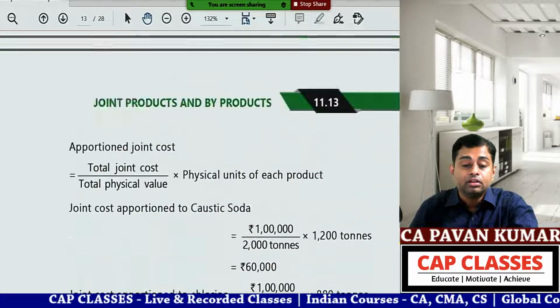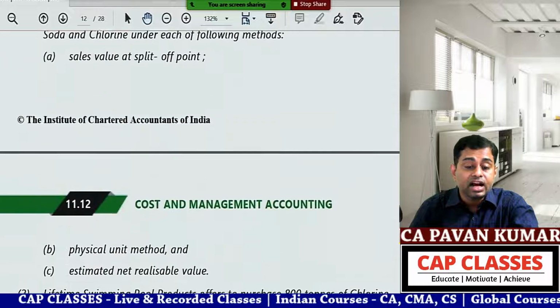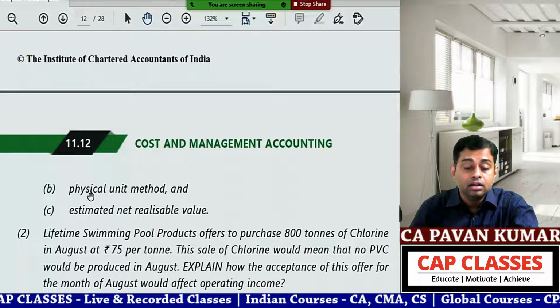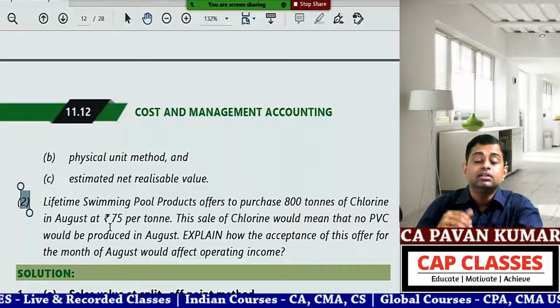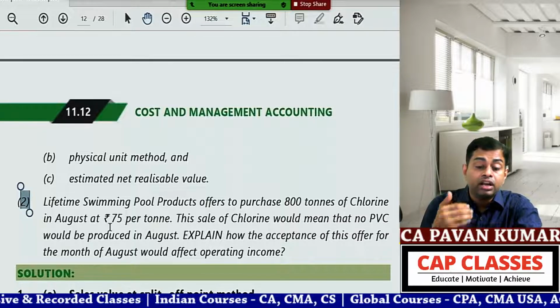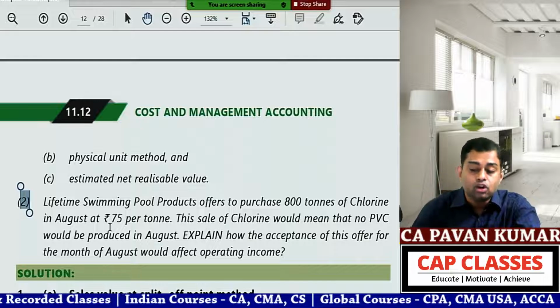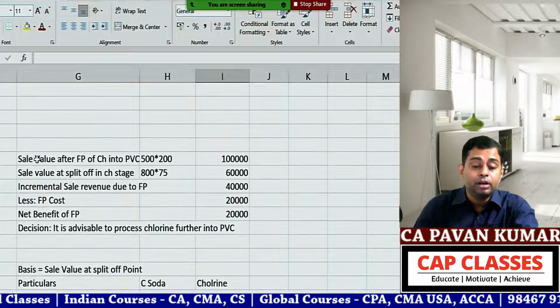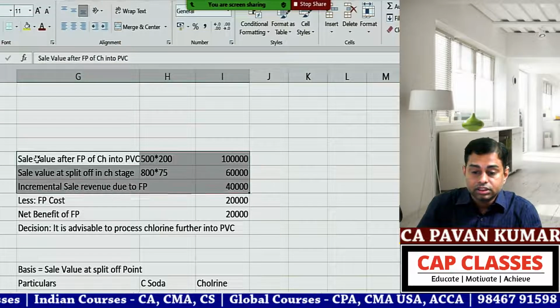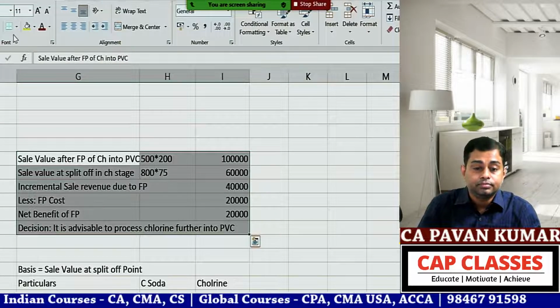This is question number 1. They asked sales value at split off, done. Physical unit method, done. Estimated net realizable value, done. Now the second one is, can I sell this chlorine intermediary without processing it into PVC? No. So now copy this table. Point number 2. Do this. Copy this.